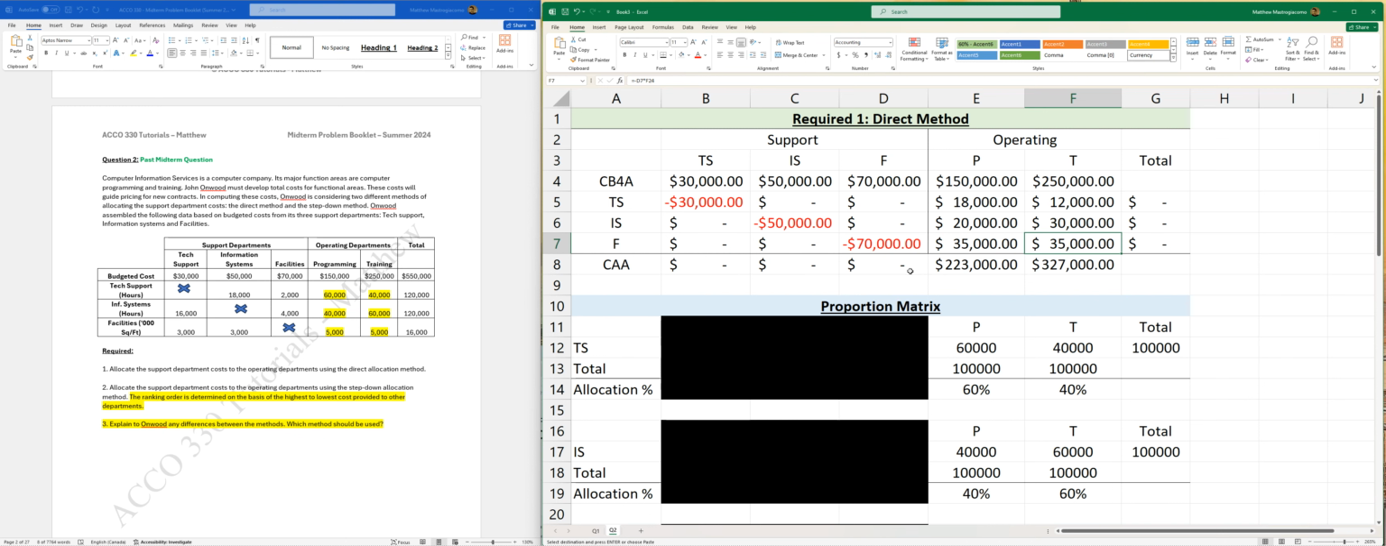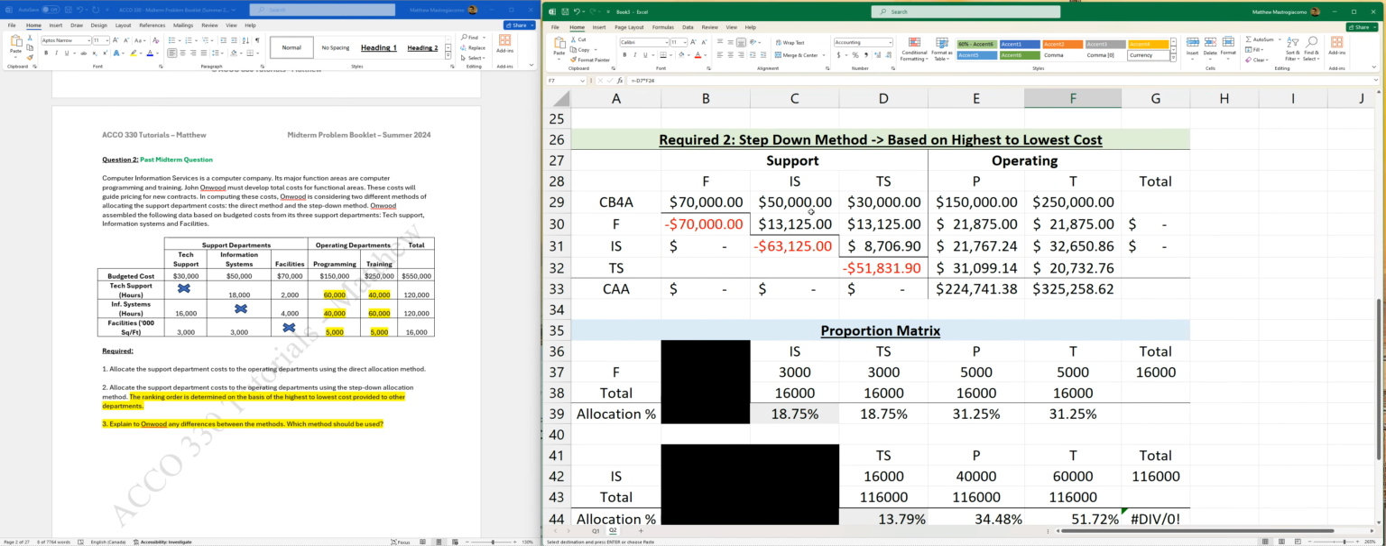So always remember that, guys. Less work means less expensive, but it's also less accurate because you're doing less work. Whereas the step-down method is more accurate. It's going to be more expensive, right? It takes more time to implement. It's a little bit more complicated to do, but it gives you a more accurate number, because at least there's some allocation, which is better than zero.